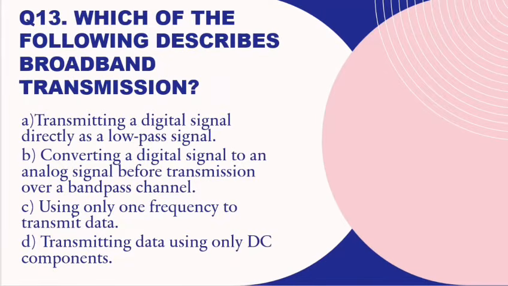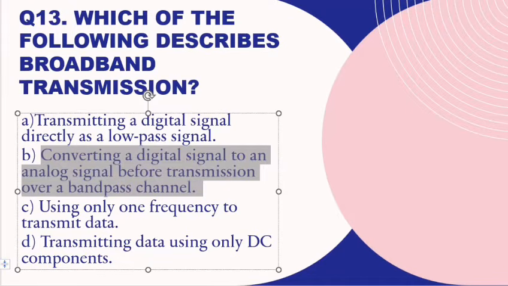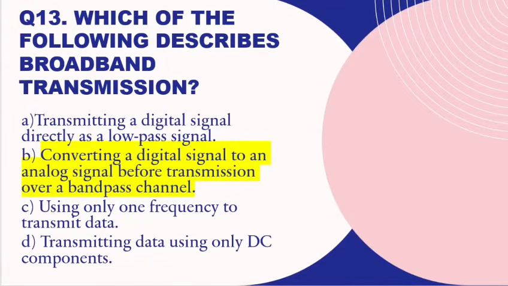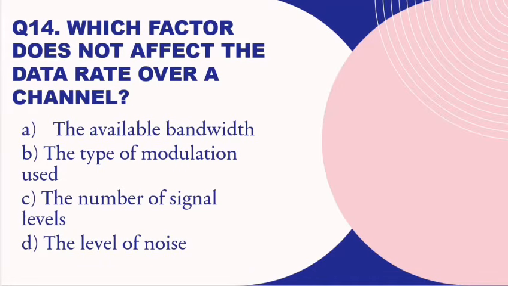Moving on to the 13th question. Which of the following describes broadband transmission? Option A, transmitting a digital signal directly as a low pass signal. Option B, converting a digital signal to an analog signal before transmission over a band pass channel. Option C, using only one frequency to transmit data. Option D, transmitting data using only DC components. I hope you all have guessed the answer right. So the correct answer for this question is option B, converting a digital signal to an analog signal before transmission over a bandpass channel.